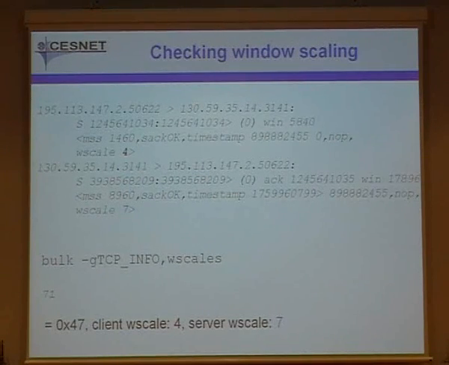Or you can use bulk to read the wscale members, which show what was the initial window scaling factor announced by the two communicating parties, and which determines how much the receiver advertised window is scaled in order to use larger congestion windows. You can also get this information from tcpdump, but that requires root access to capture the connection.